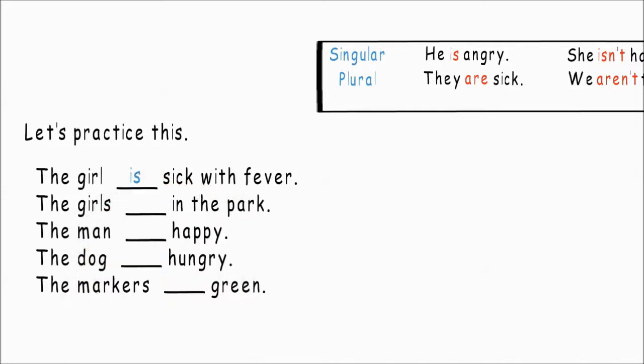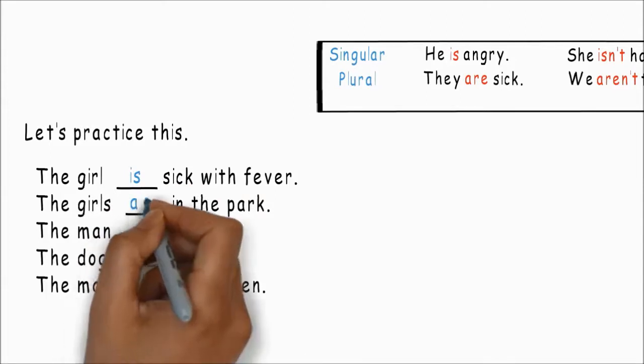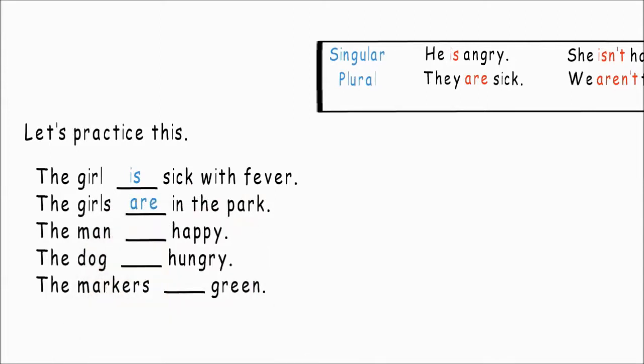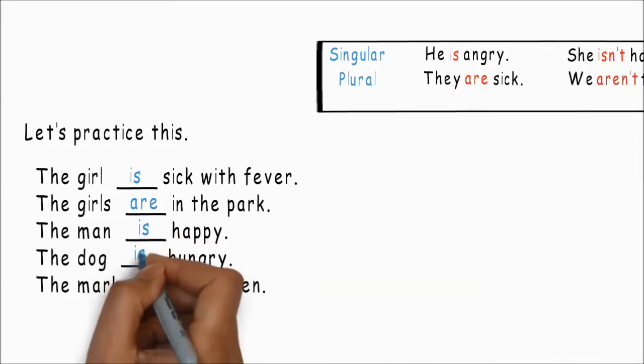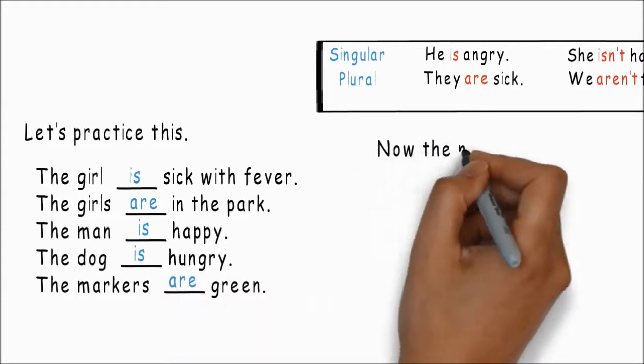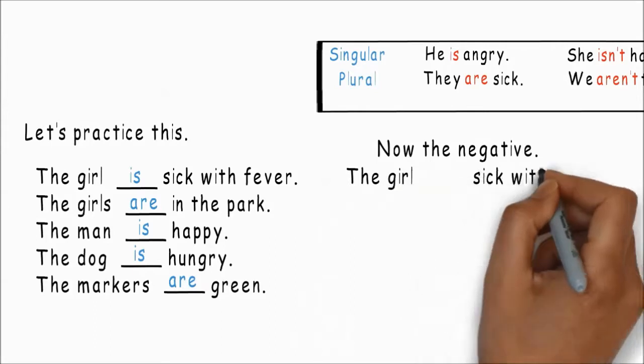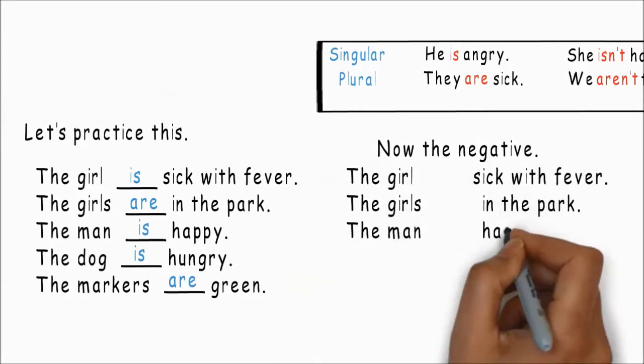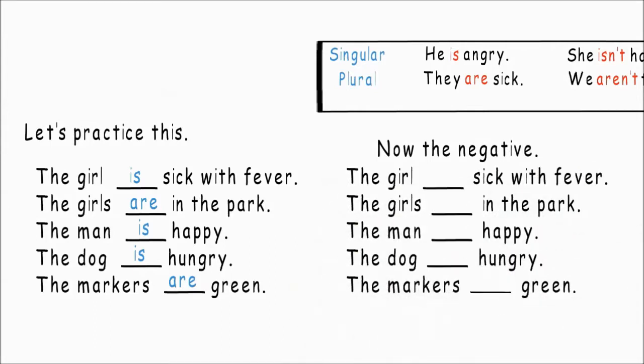The girl is sick with fever. The girls are in the park. The man is happy. The dog is hungry. And the markers are green. Now, the negative. So the same sentences. Put the negative there.